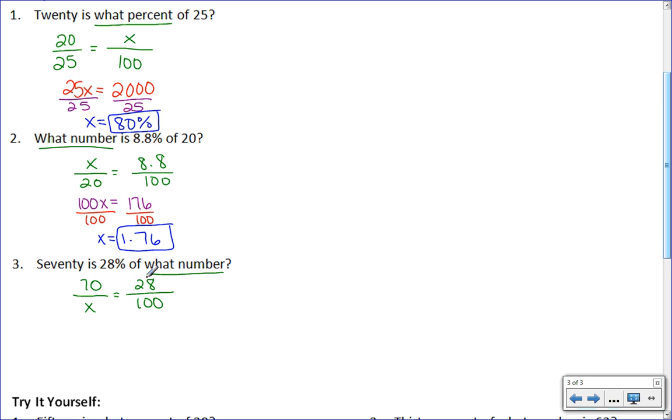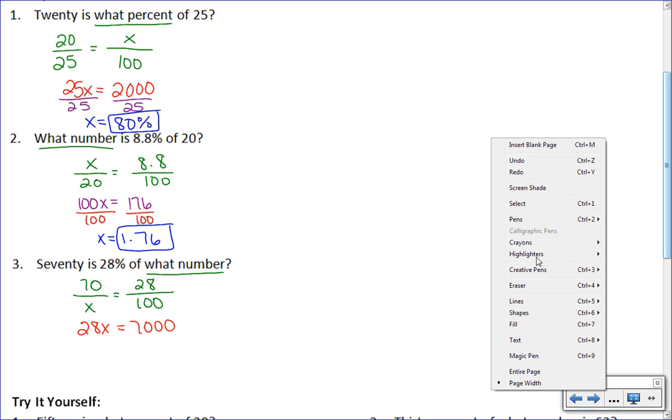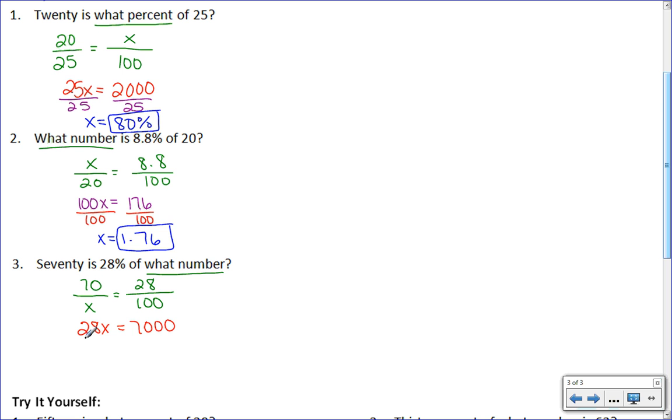Alright, now cross products here. X times 28 is 28x, and 70 times 100 is 7,000. And we'll divide both sides by 28. And we'll get that x is equal to 250. And we wanted to know 70 is 28% of what number? Well, it's 28% of 250.